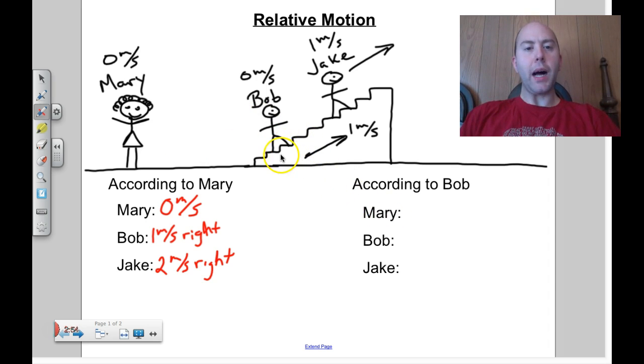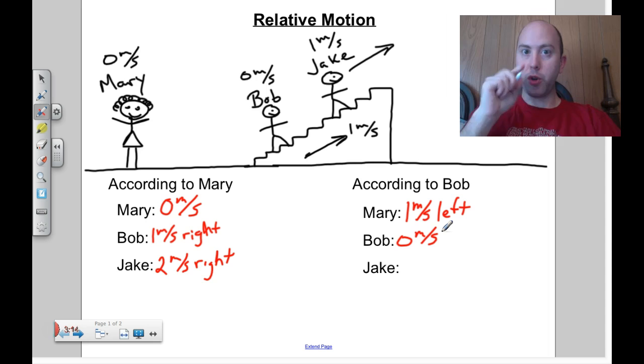Well, according to Bob, Mary's not standing still. According to Bob, Mary's actually moving 1 meter per second to the left. So Bob himself is going 0 meters per second, because again, remember, your own reference frame is always 0. You never move according to your own vision. The reason Bob sees Mary moving to the left is since he's standing still, he sees the entire world moving, Mary moving further and further away to the left. So again, he sees it very differently.